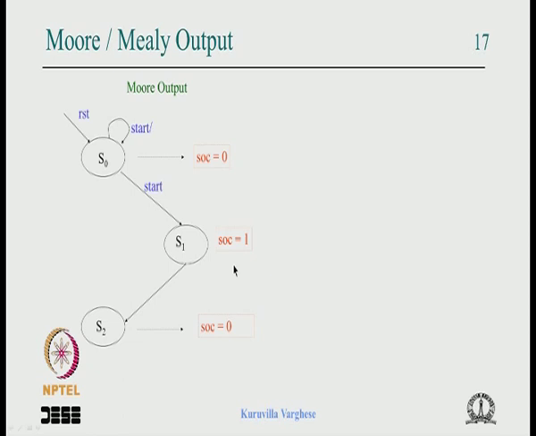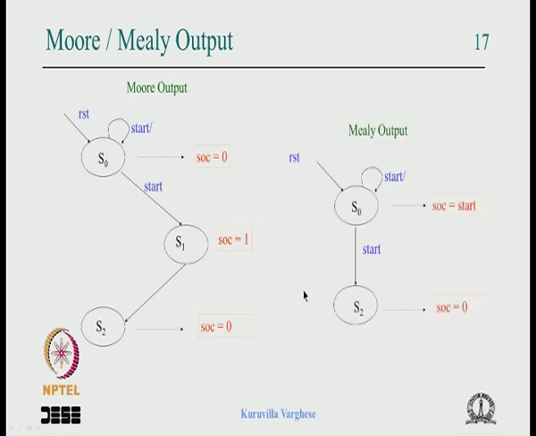So what we are trying to do is this: we know that SOC has something to do with the start. As long as the start is low, SOC is low. When the start goes high, SOC becomes 1. So why not envisage a Mealy output in that way?